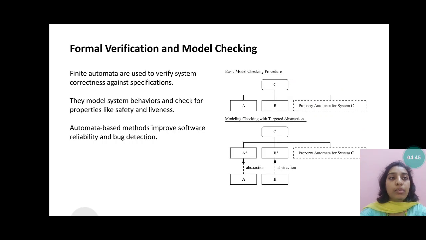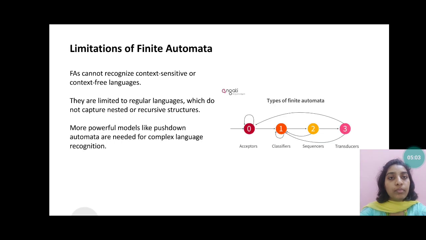Formal verification and model checking. They are used to verify system correctness against the specifications. Basic checking procedure and model checking with targeted abstraction are given in both models. Automata based methods improve software reliability and bug detection.